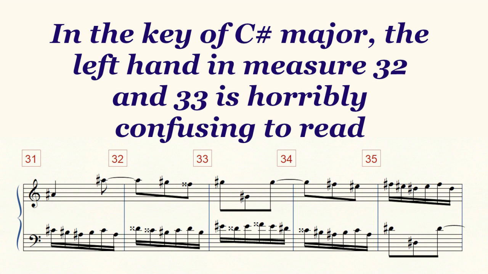signatures enharmonically. Here are 4 measures of the C sharp major Bach prelude from his first book of his Well-Tempered Clavier. At this point in the music, he has modulated into something that appears to me to be a nightmare of notation.